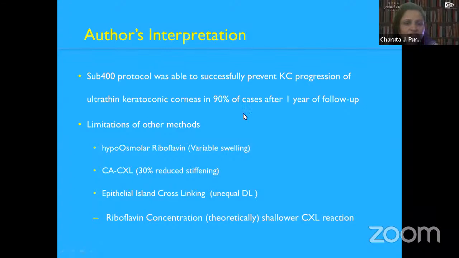They admit limitations, and they point out the limitations of other methods, like hypoosmolar riboflavin, which may have variable swelling, and contact lens cross-linking, in which there is a 30% reduction in stiffening. In the case of epithelial island related cross-linking, there may be an unequal demarcation line and unpredictable results. And also the theoretical proposition of altering the riboflavin concentration, in which there may be a shallower cross-linking reaction. So these limitations make their method slightly superior to the others.